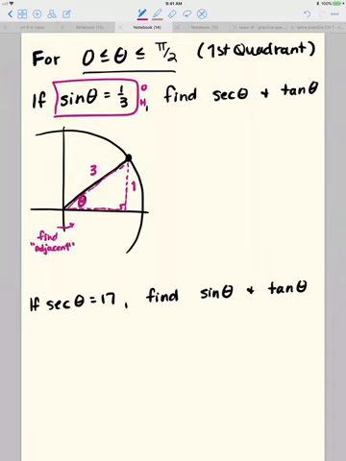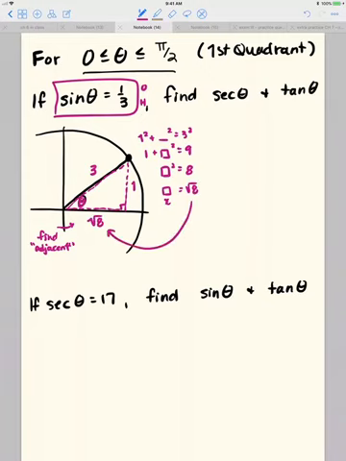So if we do Pythagorean theorem for 1 squared plus whatever our leg is squared equals 3 squared, we get 1 plus our missing side squared equals 9, our missing side squared equals 8, and so our missing side on the x-axis is the square root of 8. So that goes here on the x-axis for our adjacent piece.